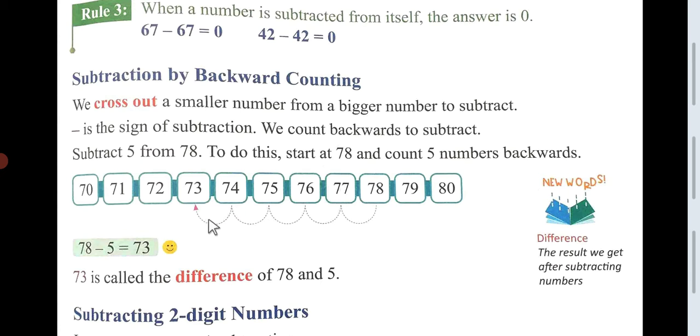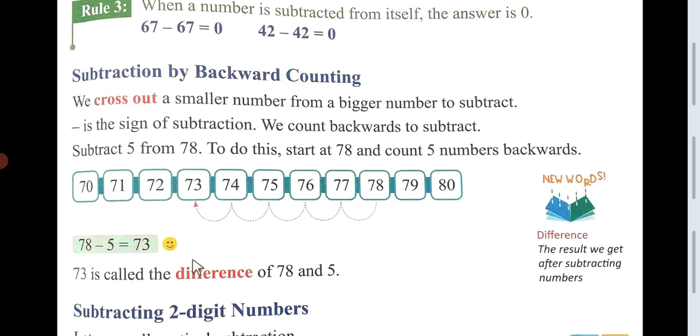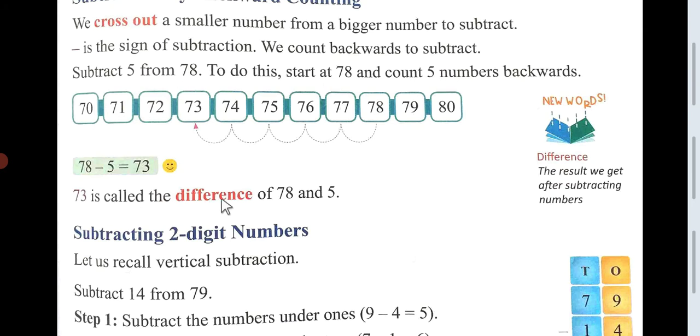And 74 minus 1 is 73. So 1, 2, 3, 4, 5. So 5 digits have been counted and 78 minus 5 is 73. So 73 is called the difference of 78 and 5. Please see the new word: difference. What is the meaning of difference? The result we get after subtracting a number is called difference.